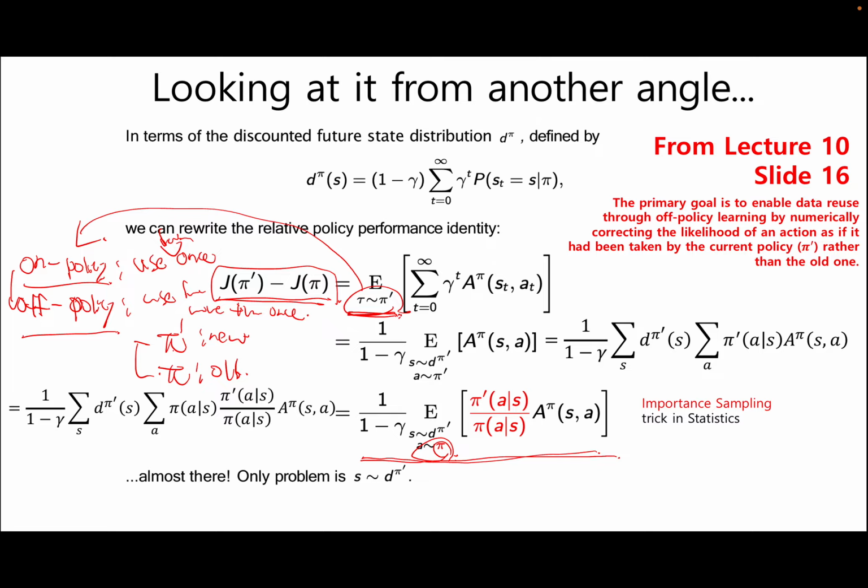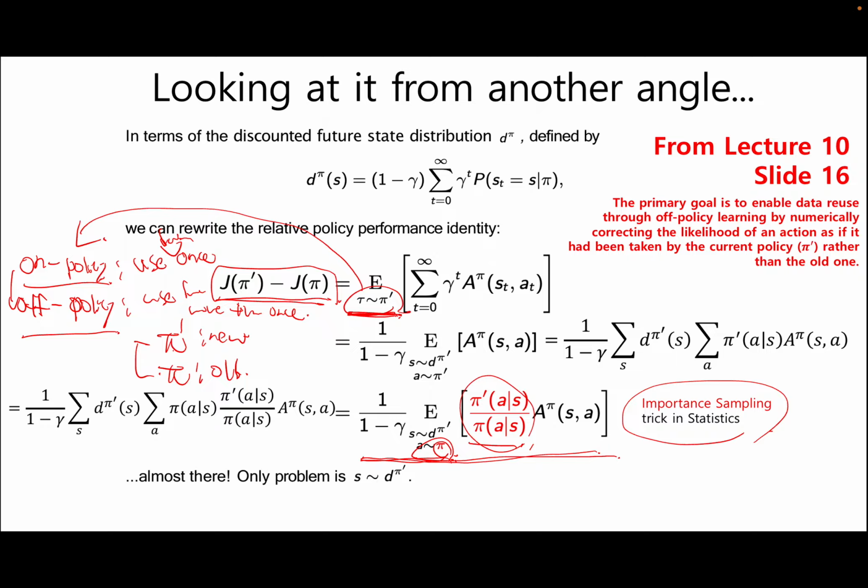And to derive this, to change tau sampled from the new policy to actions sampled from the old policy, we introduce an importance sampling trick. This is the importance sampling trick in statistics. We just multiply by the ratio between the output of the new policy function divided by the old policy function.